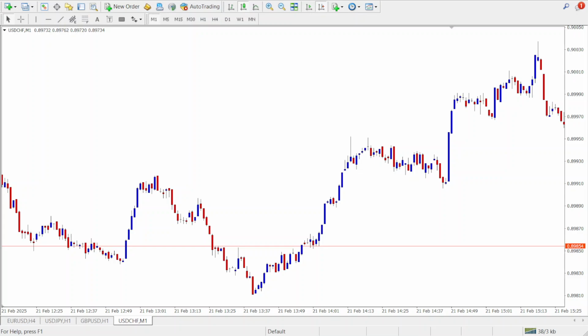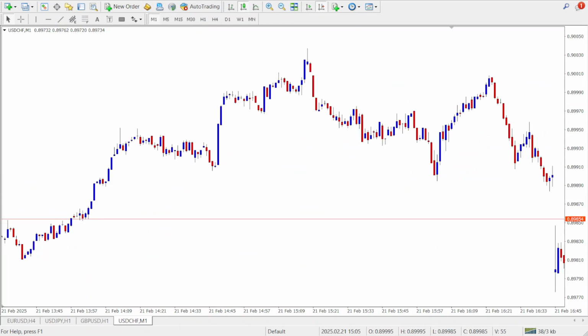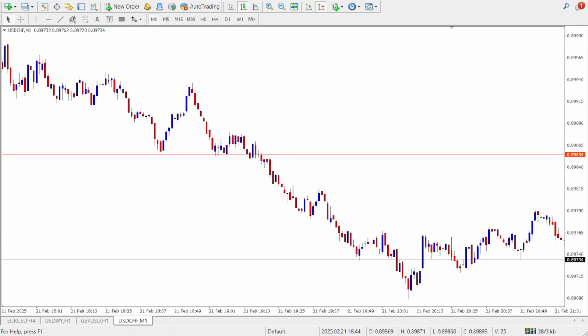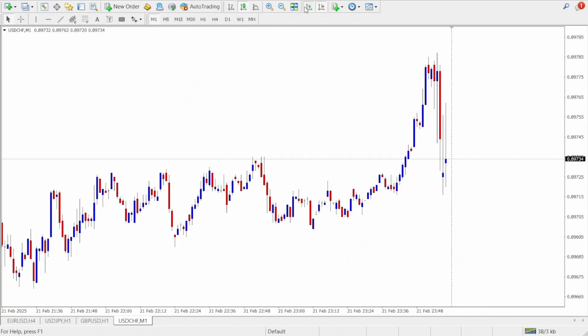All right, so let us get started. What exactly is smart money? Now, this term refers to the money that is controlled by institutional investors. All right, hedge funds, central banks, and other large players in the market. Now, they have the resources and knowledge to move markets and make huge profits.